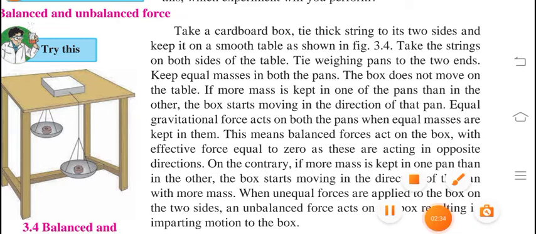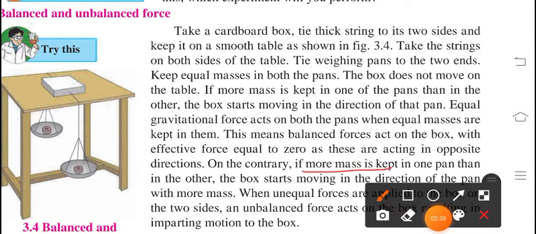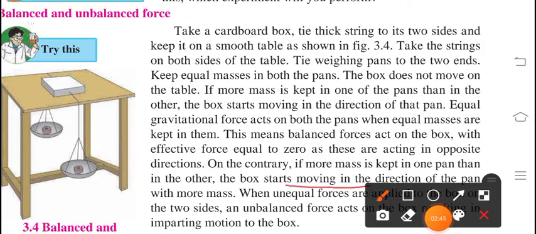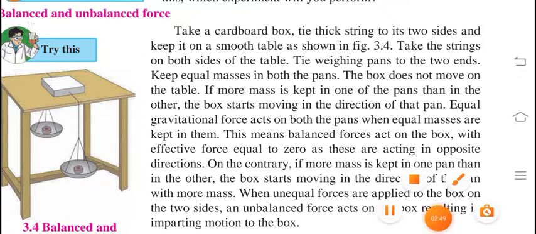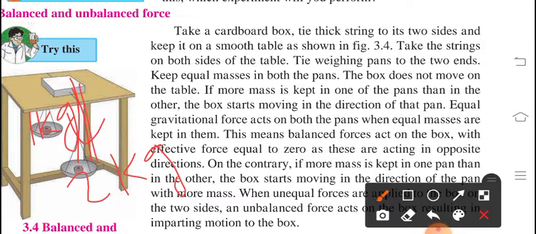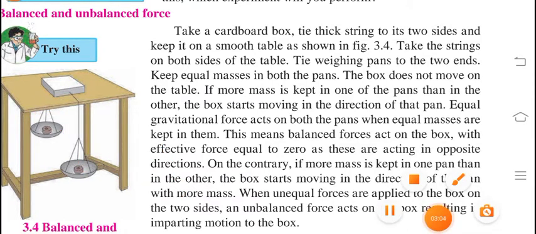Okay, on the contrary, if more mass is kept in one pan than the other, then the box starts moving in the direction of the pan with more mass. That means if you keep 2 kg on this side and 1 kg on that side, the cardboard moves on this side. The cardboard will move on the side where the mass is much more.